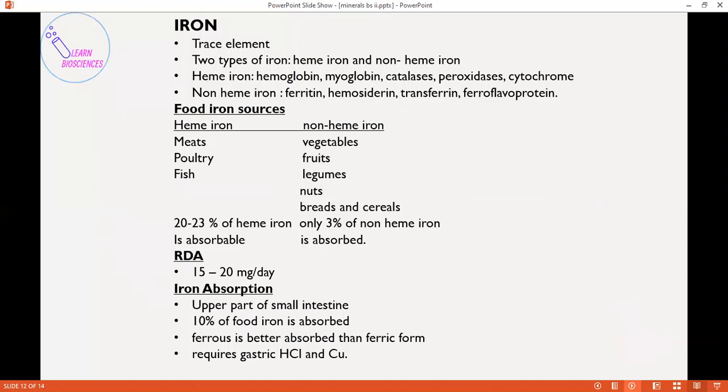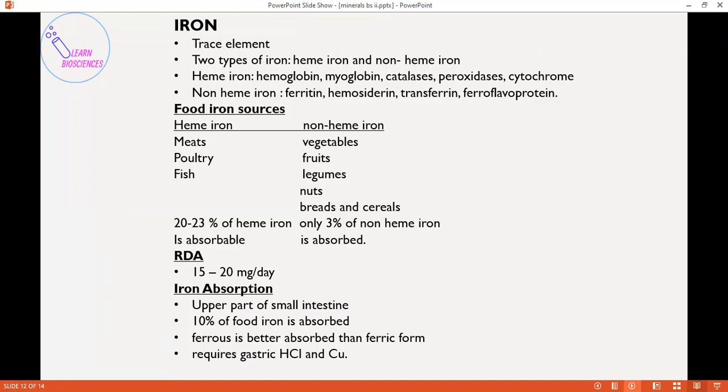Iron is also a trace element. Two types of iron: the heme iron and the non-heme iron. Heme iron includes hemoglobin, myoglobin, catalases, peroxidase, cytochrome. These three are the enzymes. Non-heme iron: ferritin, hemosiderin, transferrin, and ferroflavoprotein.